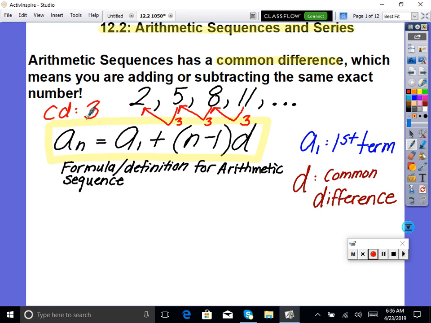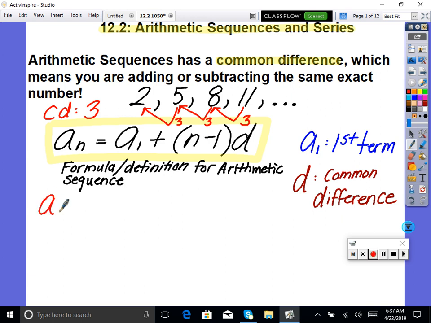So a sub n means any term in the sequence will equal a sub 1, which is the first term, plus n minus 1. N is the variable. N is what stays n, depending on the term we're looking at. So n minus 1, and then d is your common difference. So in this case, let's write a formula that will recreate this. If I wanted to give it to a random person, they could recreate 2, 5, 8, 11.